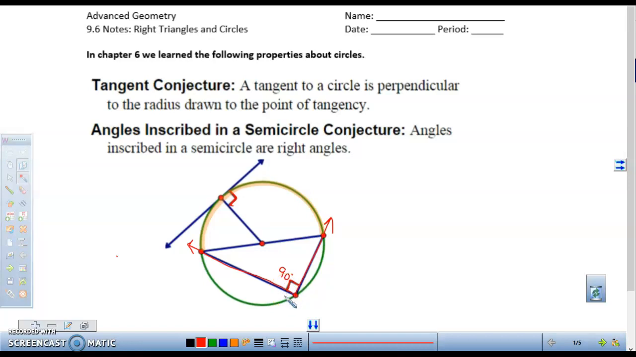There is another one as well, and that is this. In a circle, when you have a radius, if it bisects a chord, then it must be perpendicular to it. And the converse of that theorem is true as well. Okay, and you'll see an example of that in the first example.